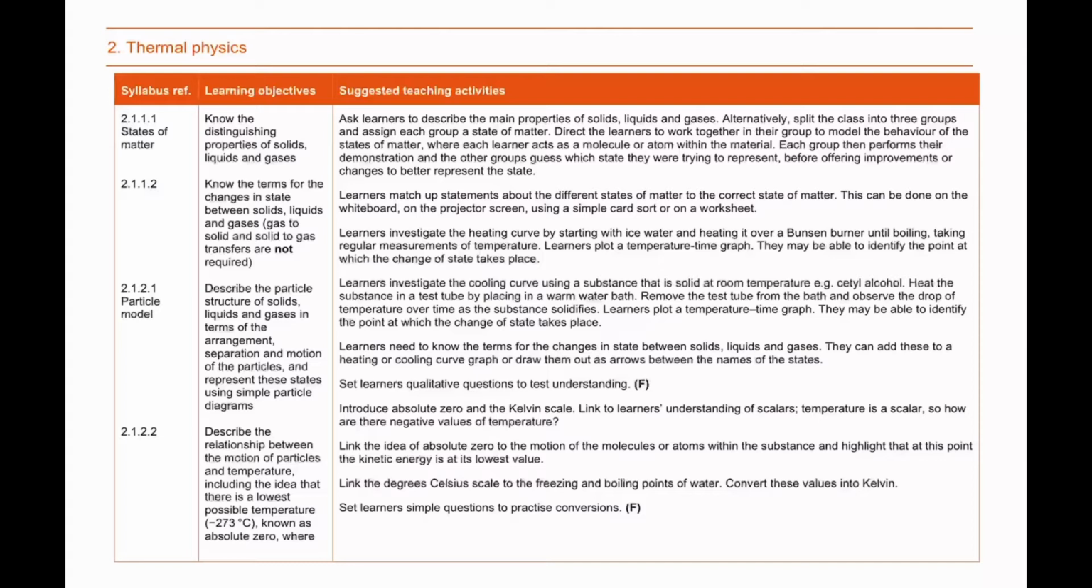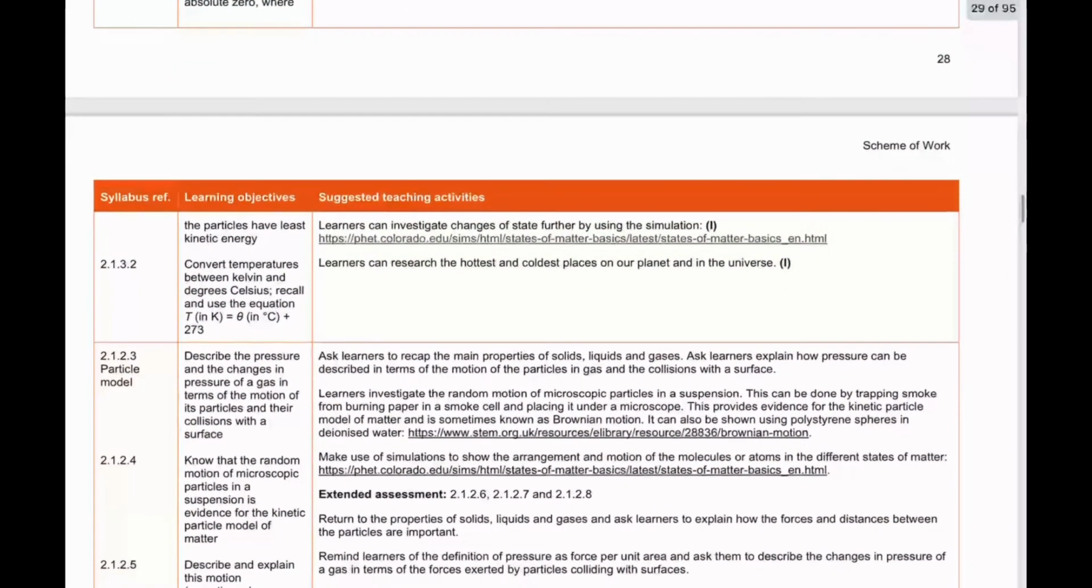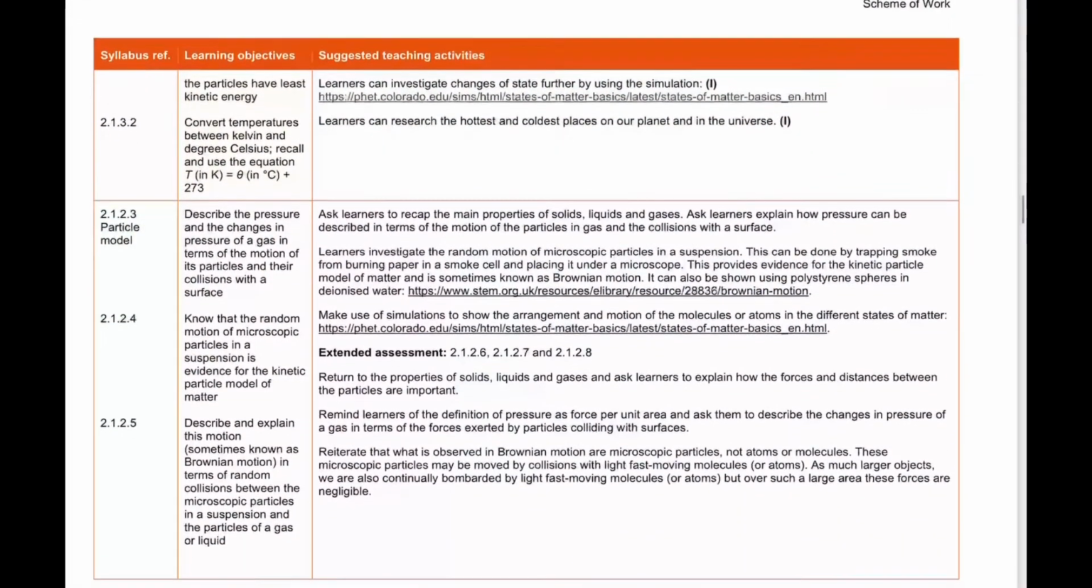Describe the particle structure of solids, liquids, and gases in terms of arrangement, separation, and motion of the particles, and represent these states using simple particle diagrams. Describe the relationship between the motion of particles and temperature, including the idea that there is the lowest possible temperature, −273 degrees Celsius, known as absolute zero, where the particles have least kinetic energy.